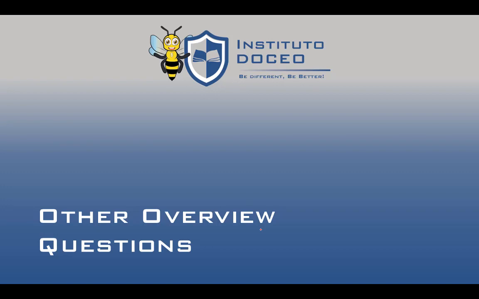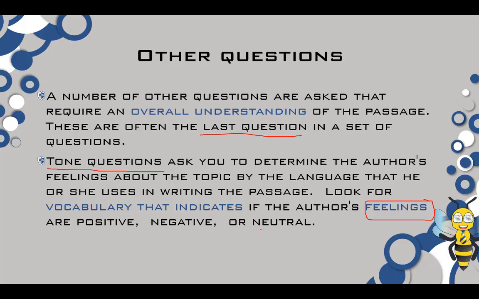Other overview questions that we might have could be, for example, about the overall understanding of the passage. These are often the last questions in a set of questions. So as I was saying before, you have questions number 1, 2, 3, 4, and 5. Question number 1 is normally about the main idea. But now we're talking about question number 5, the last type of question that you might find. We will check one by one right now.